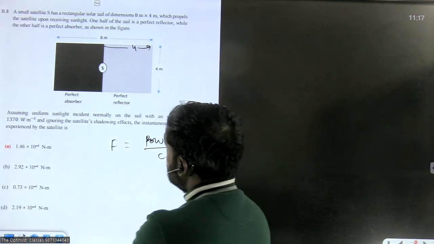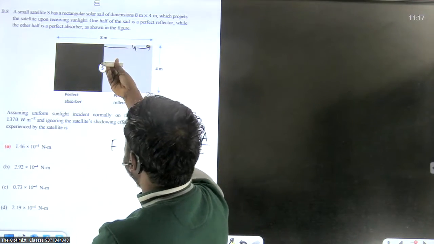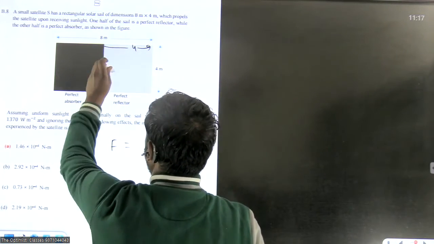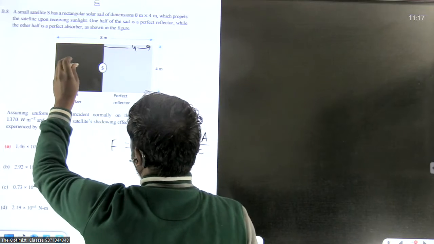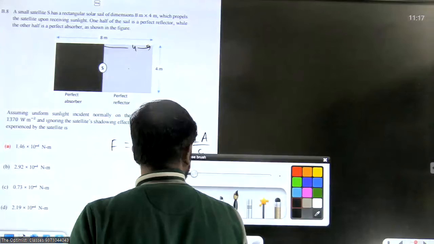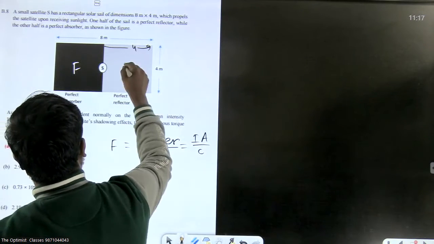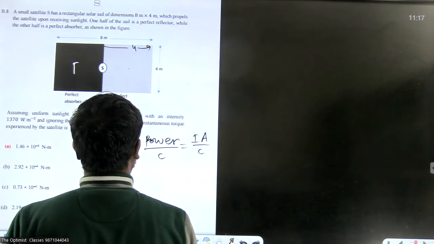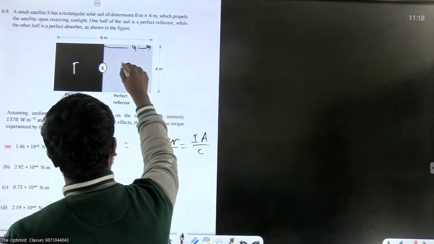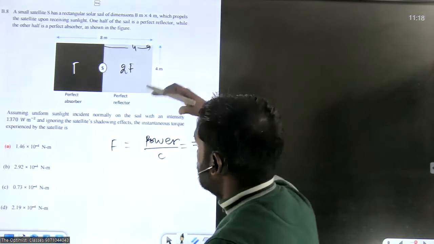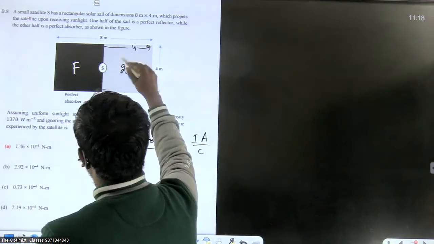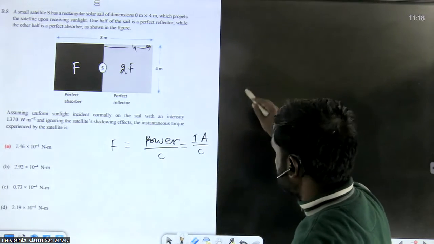Here, since it is getting reflected, the force on this side will be twice, acting inward. If the force on this is f, then the force on this will be 2f. Because here light is getting reflected, double force will act on it. Because of reflection, the momentum imparted becomes double. So if the force here is f, then the force here will be 2f.